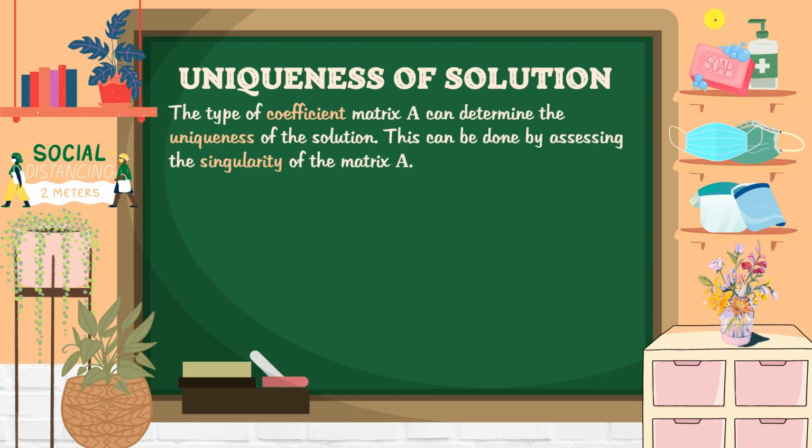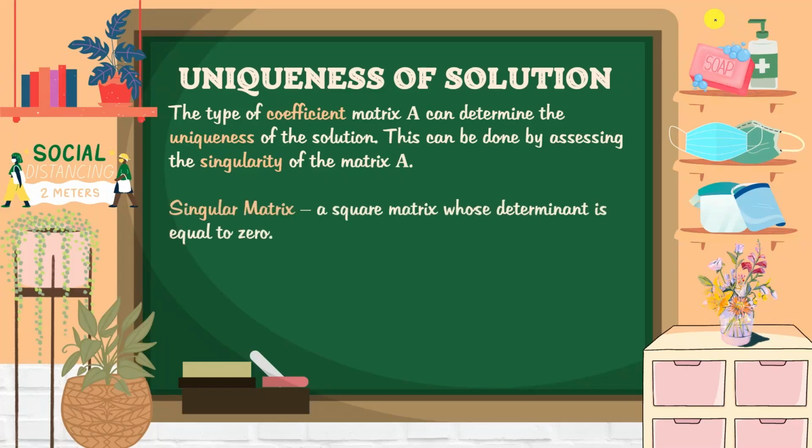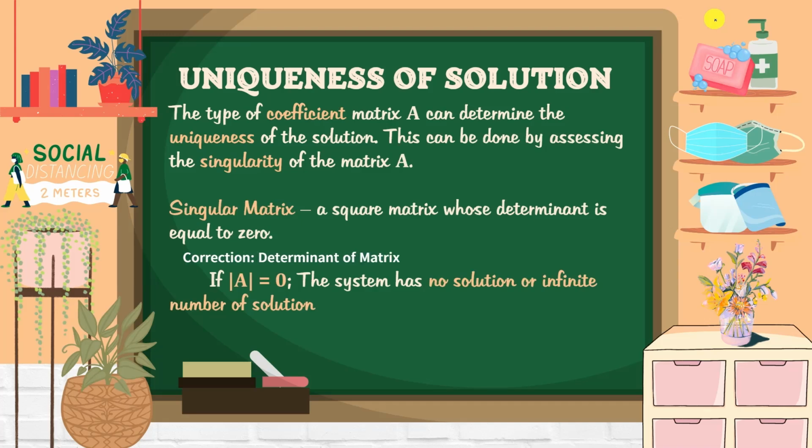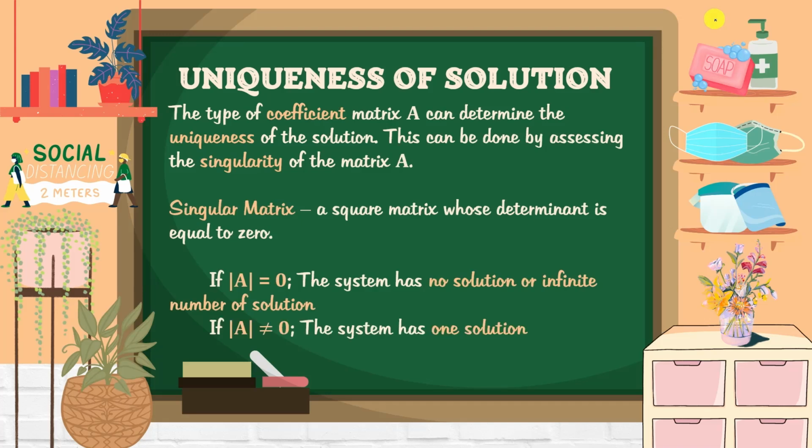The type of coefficient matrix A can determine the uniqueness of the solution. This can be done by assessing the singularity of the matrix A. A singular matrix is a square matrix whose determinant is equal to 0. So if the determinant of matrix A is equal to 0, the system has no solution or an infinite number of solutions. If the determinant is not equal to 0, the system has one solution.